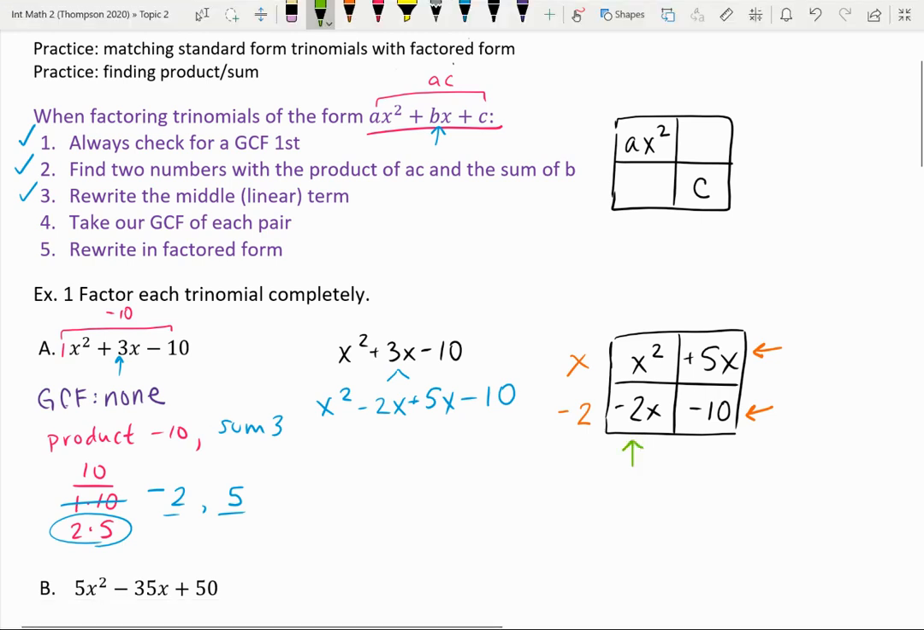Now I'm going to look at the first column. X squared minus 2x. What can I take out of both terms? Well, they both have an x in common, so I'm going to take that out. All right. Look at the next column. 5x minus 10. I can take a 5 out of both of those, and I'm going to put a plus 5 since I can take out a positive number.